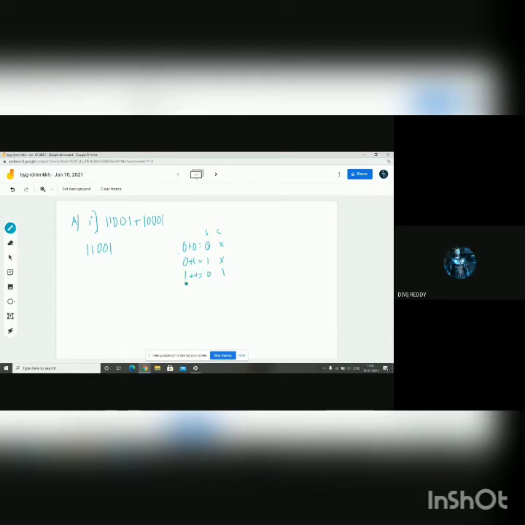If we are adding three ones, that is the carry from the previous one and two ones, then we'll have the sum as 1 and 1 carry. So using the same rules here, we can add these two given binary numbers.